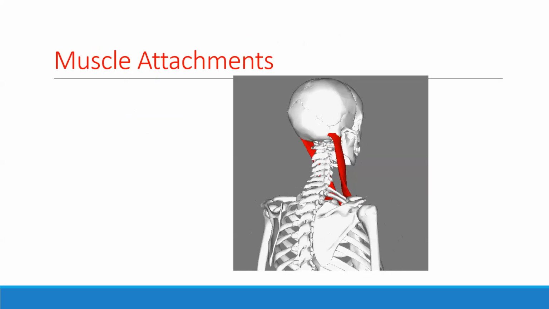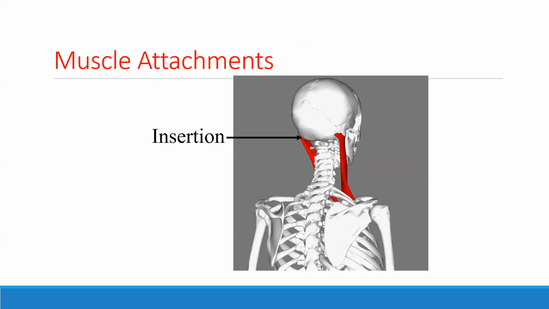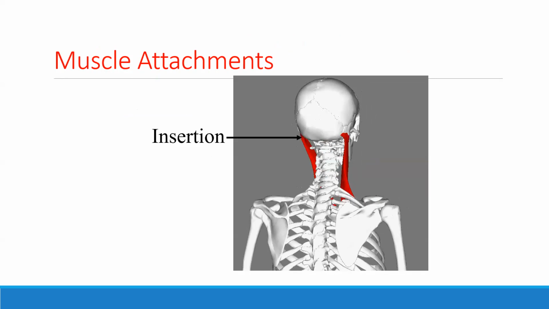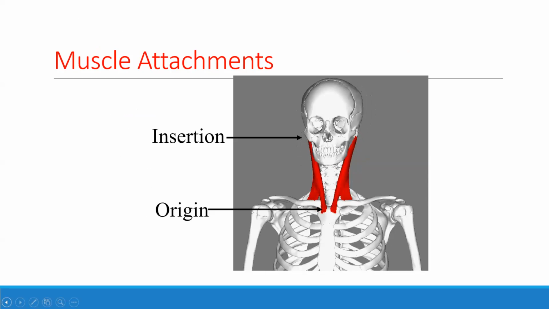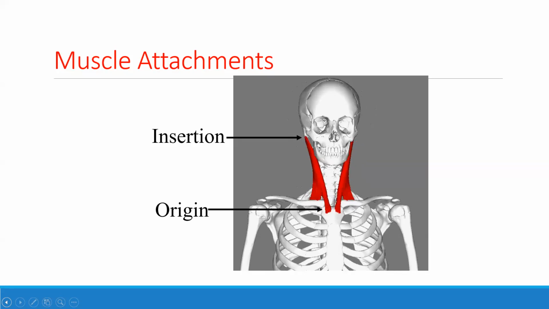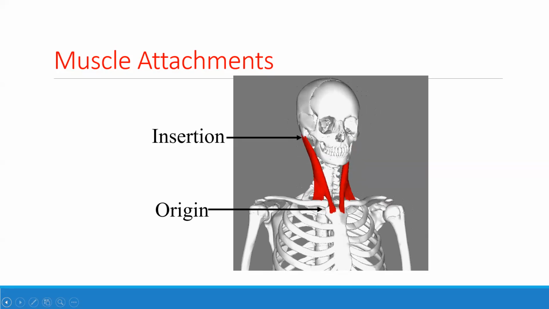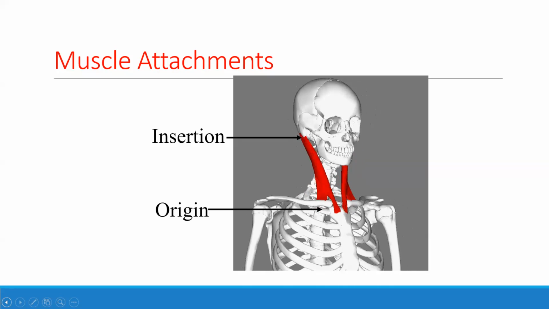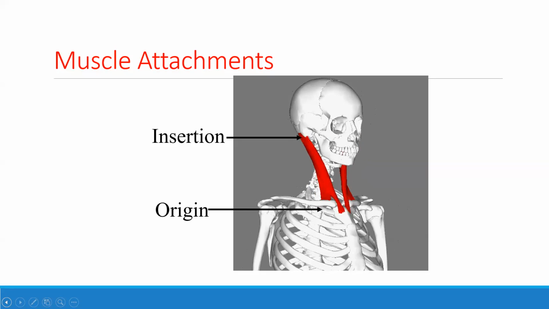Now, here we see an example of a muscle that you'll see later on. This muscle has its insertion on the mastoid process. Its origin is in 2 locations. Its origin is on the clavicle and on the sternum. When this muscle contracts, it pulls on the mastoid process, and that pulls the head in one direction or the other. If the left muscle contracts, it pulls the head in the left direction. If the right muscle contracts, it pulls the head in the right direction.